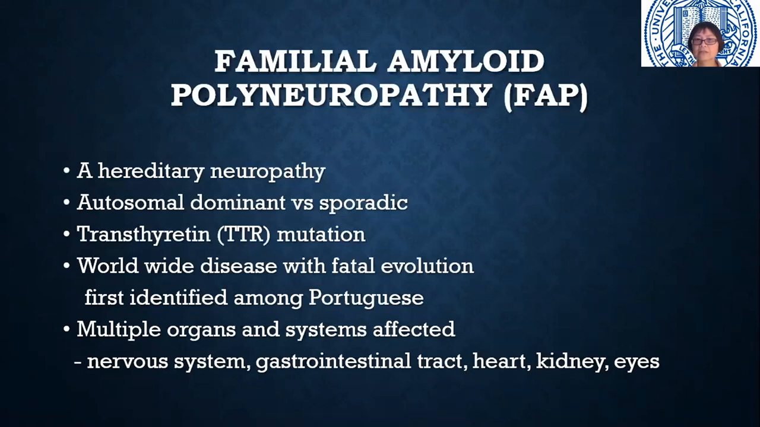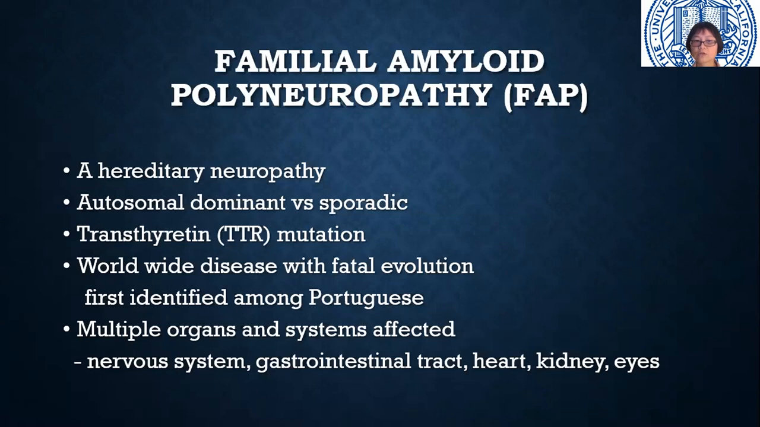So now I would like to talk briefly about familial amyloidosis polyneuropathy. The abbreviation is FAP. This is a really rare hereditary neuropathy. Most of the time, the patients have a family history. It happens in each generation. That means it happened in grandparents, then occurred in parents, then comes to the children. But there are sporadic cases reported before.